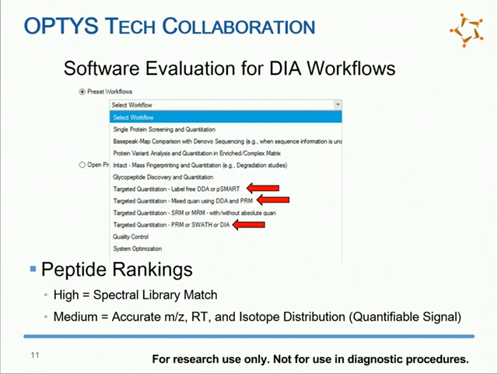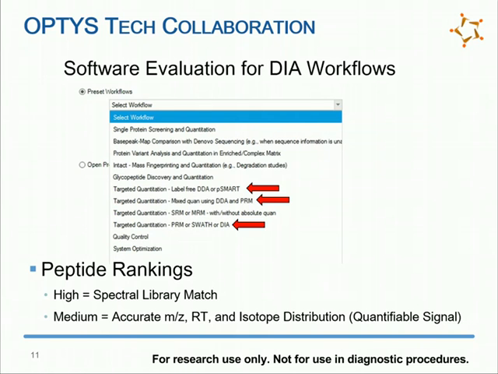The important part to get across, there are a number of workflows you can see with the red arrows in the middle there, but the part that's most relevant to the talk here is that we have two values, which are score 4 and score 3 in terms of what Optus Tech returns in the Pinnacle software.